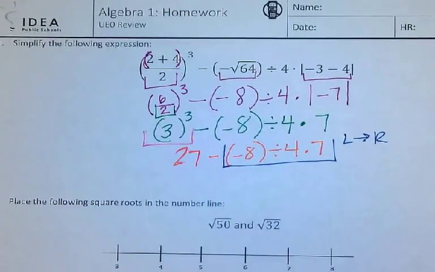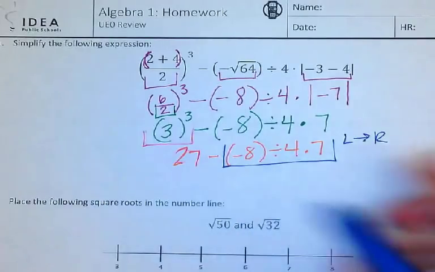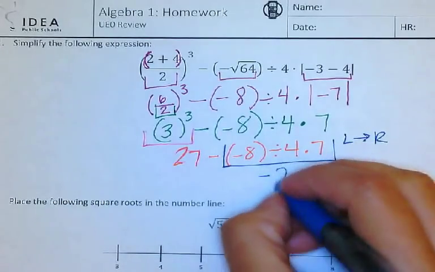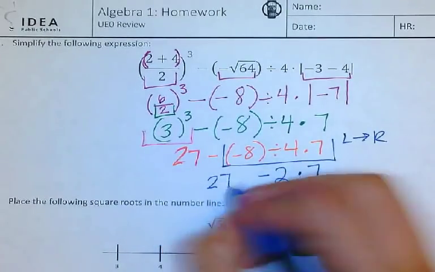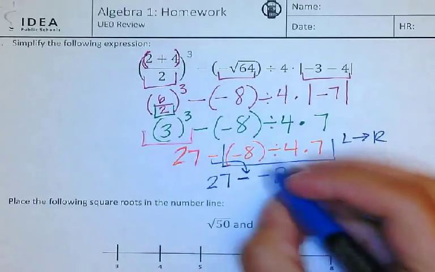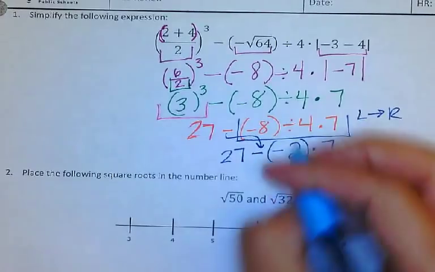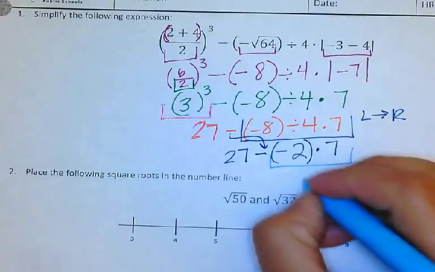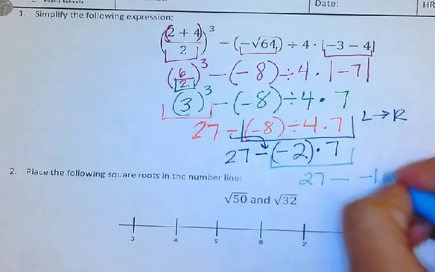on division and multiplication. So negative 8 divided by 4 would be negative 2 times 7. I bring down the 27, nothing happened to it. And there's that minus that was still there, and then the minus from that. So I'll put this in parentheses. Okay, so I still have to do the multiplication. So I have 27 minus, and this would give me negative 14.